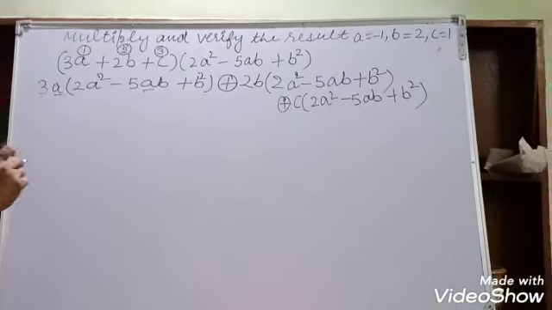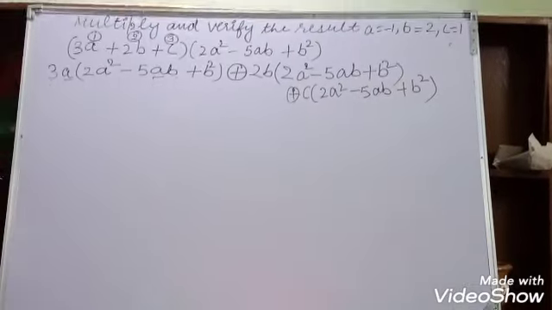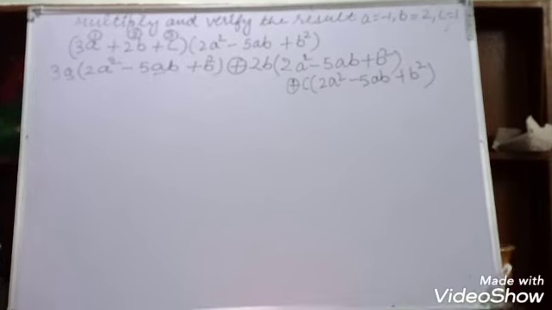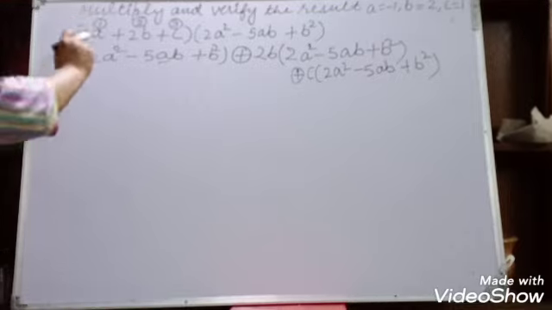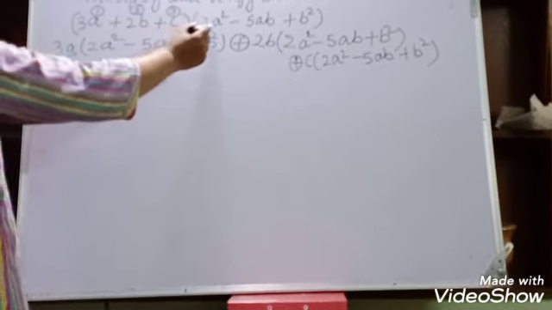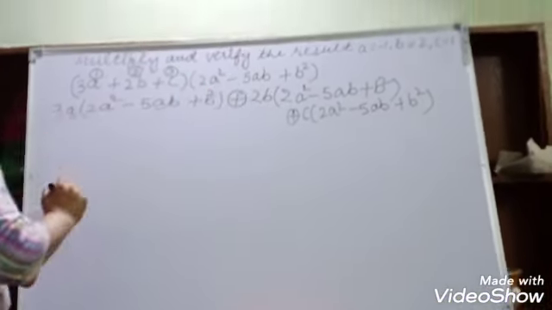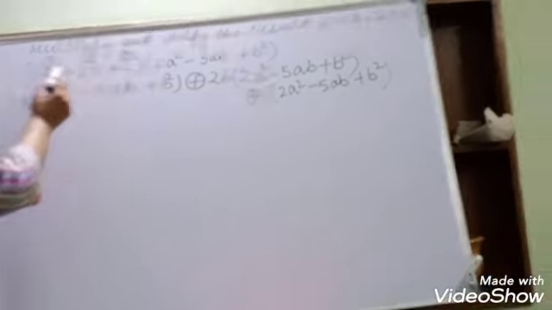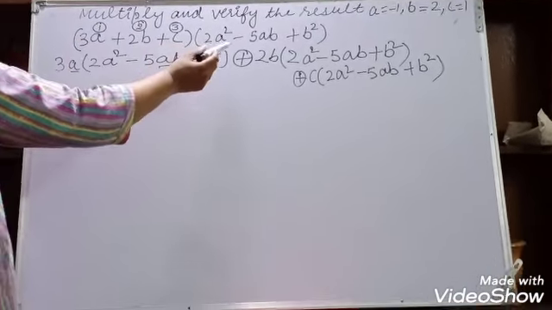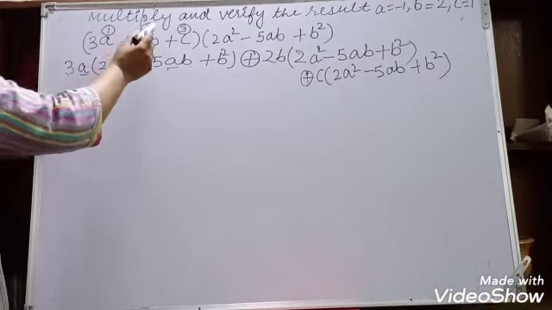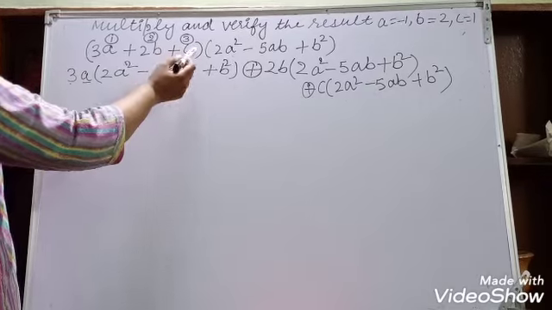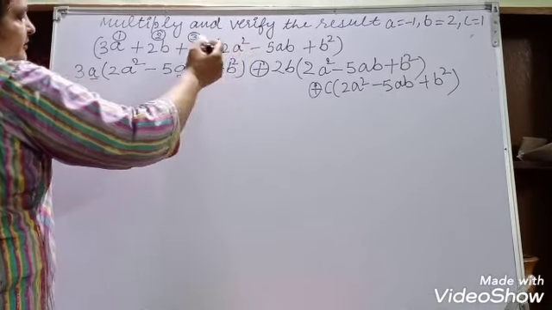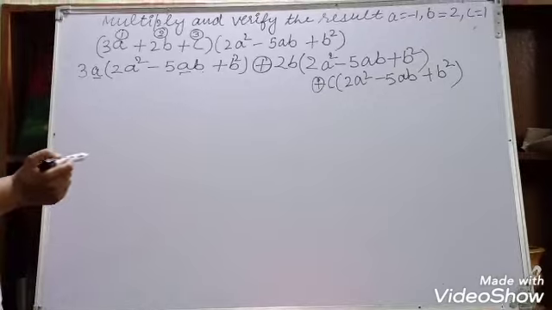Now class, multiply the trinomials and verify the result for a is equal to minus 1, b is equal to 2 and c is equal to 1. Class, here 3a plus 2b plus c into 2a square minus 5ab plus b square. I have written 1, 2, 3. It means the first term is to be multiplied by the second bracket, then the second term is to be multiplied by the second bracket, and then the third term will be multiplied by the second bracket.